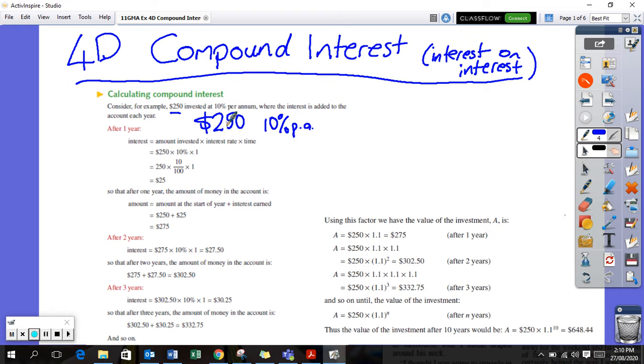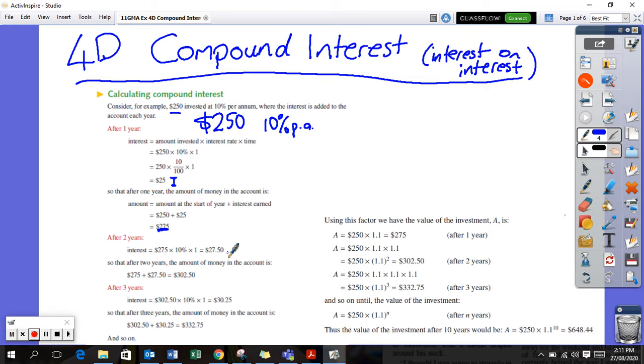So after 1 year, they're going to get $25 interest. 10% of 250 is 25. And it's added to the account every year. So we just go and do that calculation. We get our 25. That's the interest. And we add the interest to the original amount, the 250, and at the end of 1 year, they got $275.